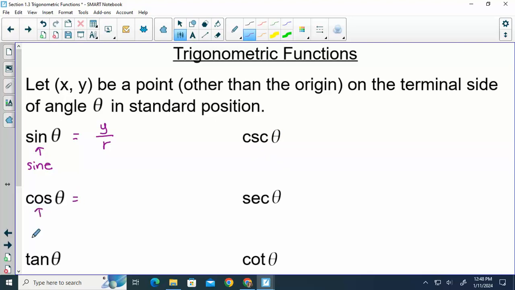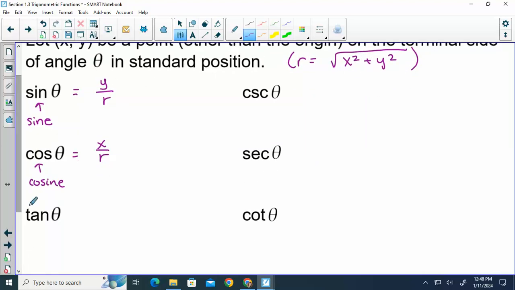Cos represents cosine, and that is defined to be x divided by r. And remember, we found on the last slide that r is the square root of x squared plus y squared. Okay, tan stands for tangent. Tangent of angle theta is y over x.